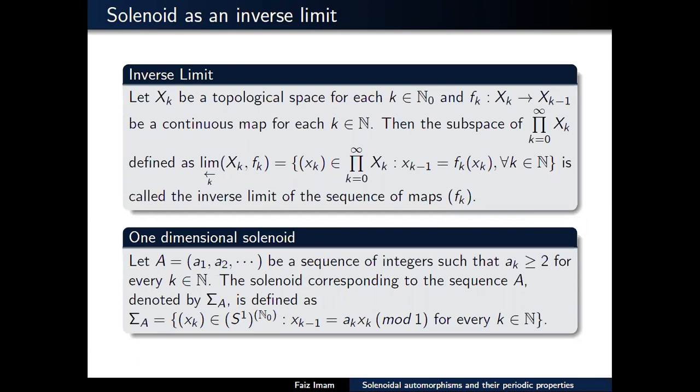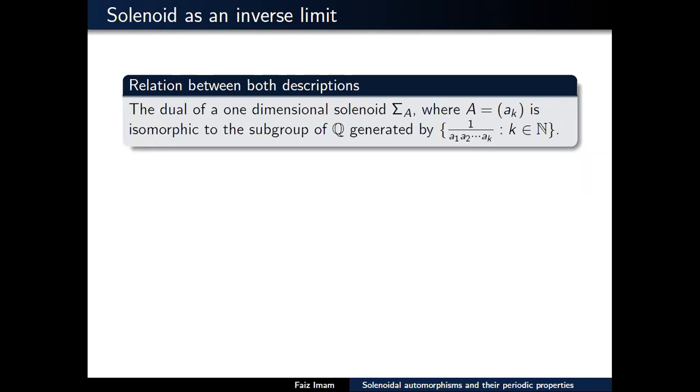The general solenoid, denoted by sigma, consists of (xk) belonging to the product of unit circles, where xk minus 1 is ak xk modulo 1. So ak denotes how many times the wrapping occurs at each stage. Moving ahead, the question now is: what is the relation between both descriptions? That is, between the one defined using the Pontryagin dual and the one defined using the inverse limit.